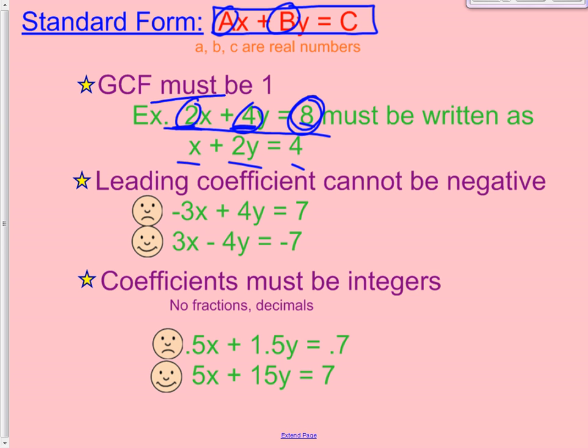So on a test, if you answer this, I will give you some credit, but I won't give you all credit because it's not the correct answer. This is the correct answer. So divide everything by 2.